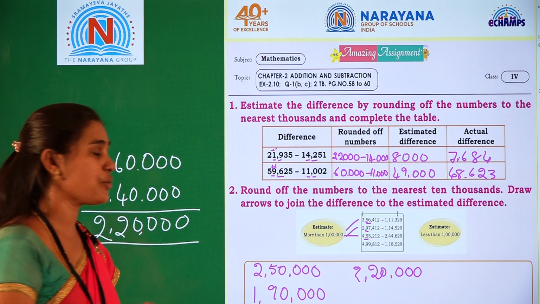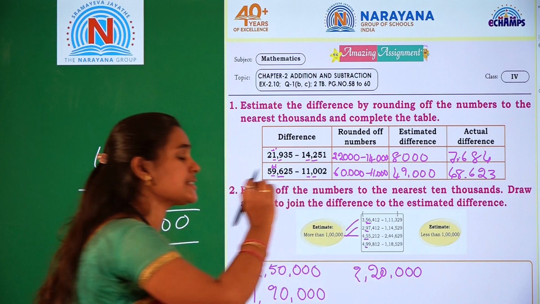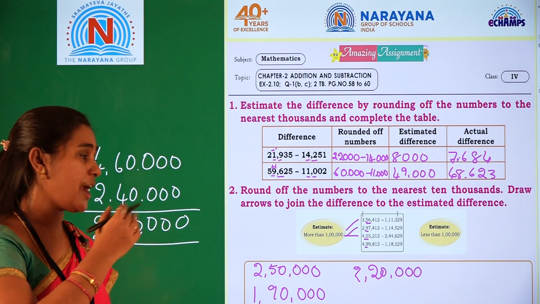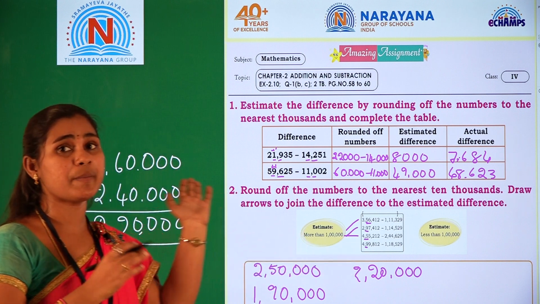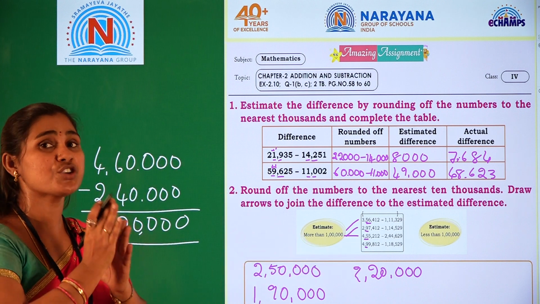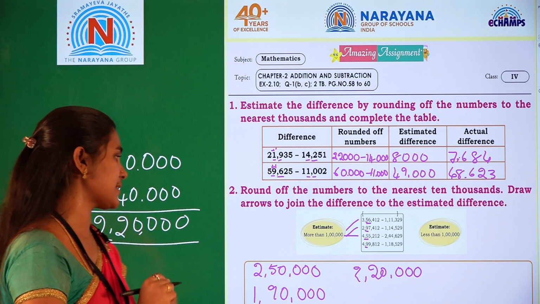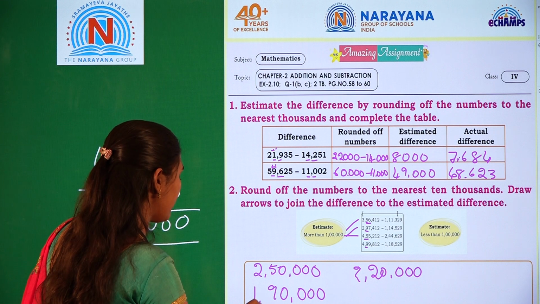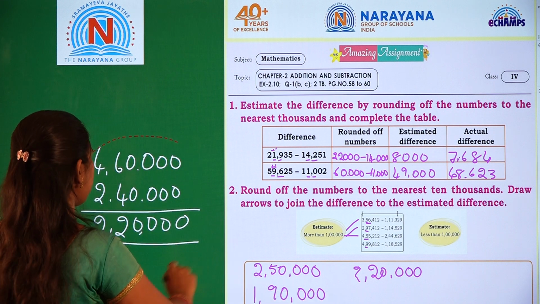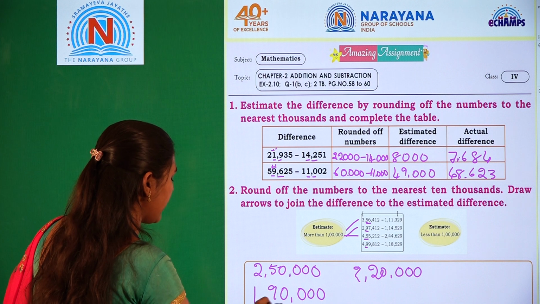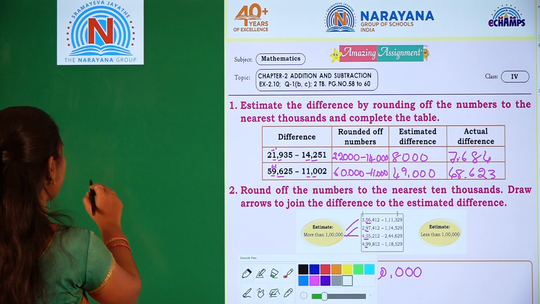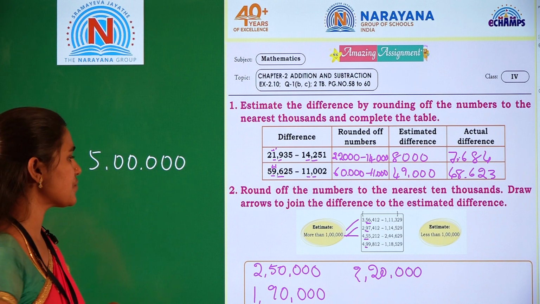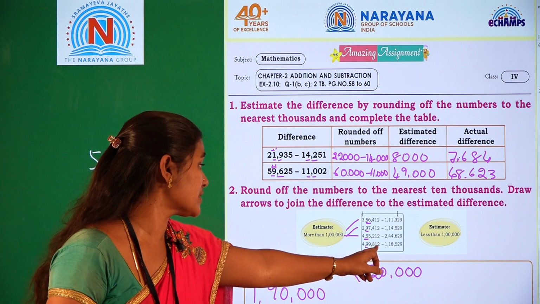4,99,812. In that you have to underline the 10,000s digit and check the thousands digit. It is more than 5. Add 1 here. 90,000 will become 100,000. Means we should add 1 to the lakhs place. Then it will become 5 lakhs. Write down the 5 lakh. And go for the next one, 1,18,500.